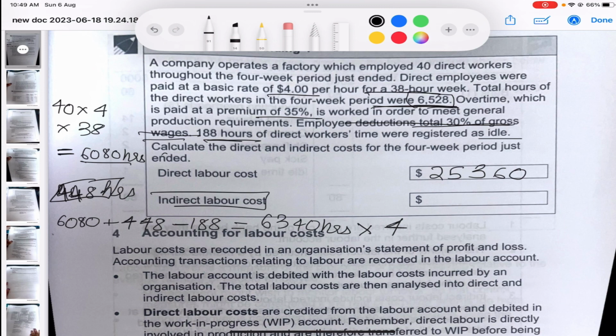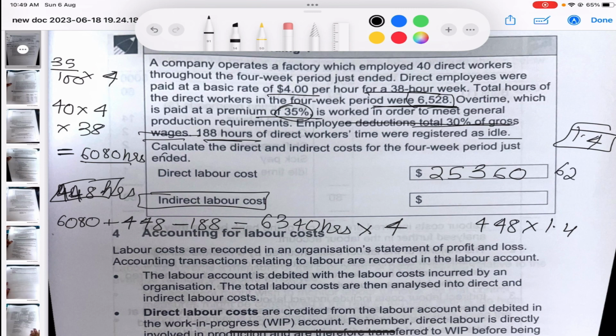Now let's come to indirect labor. Indirect labor would be overtime, that is 448 hours multiplied by the overtime. Overtime is 35% of your basic pay, so that is 35% of $4. That would give you your overtime premium, which is $1.4. So 448 multiplied by 1.4 will give you your overtime premium, which is 627.2.